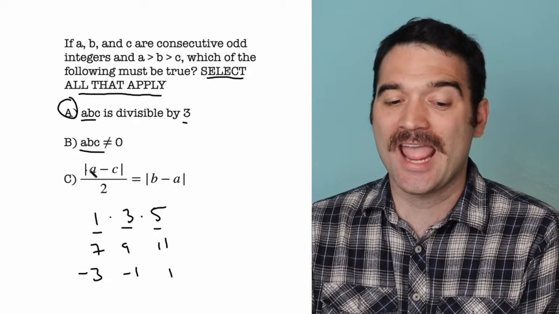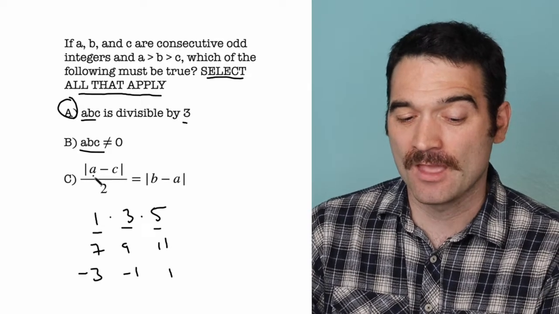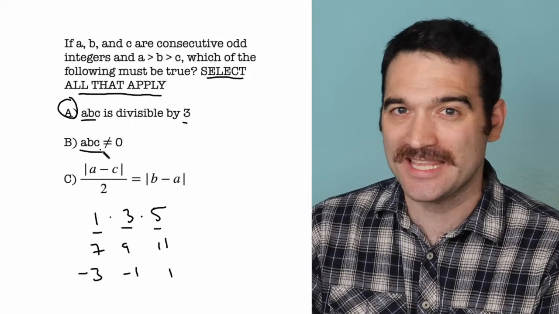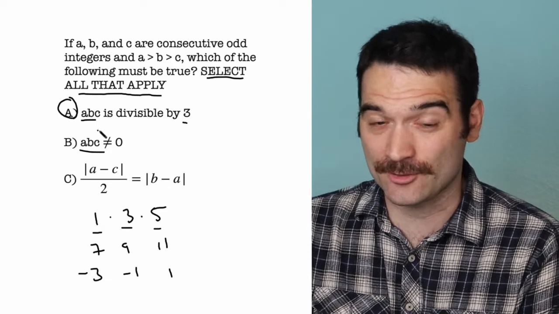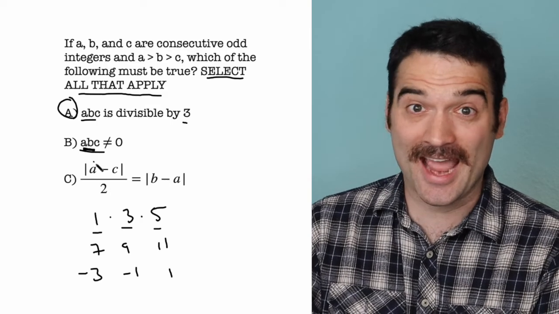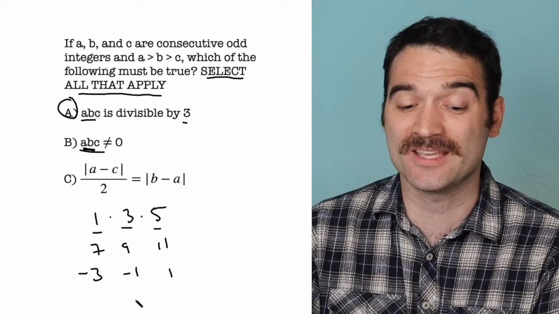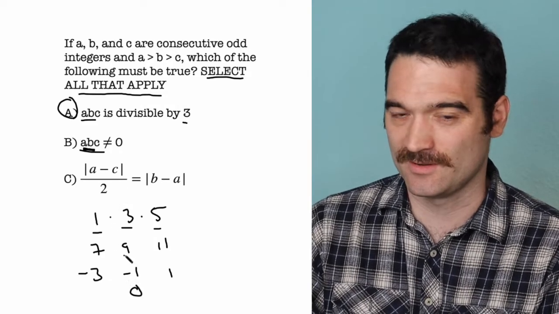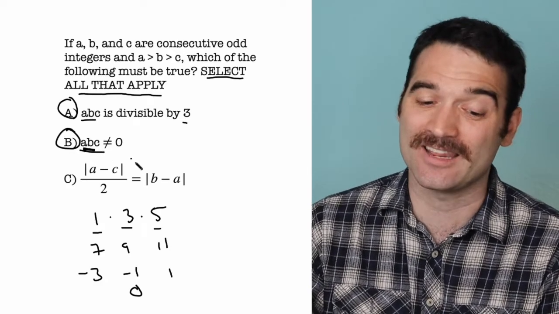Okay, let's try this one. A times B times C cannot equal 0. Well, in order for a multiplication to equal 0, what must be true? One of the factors of that number would have to be 0. And that actually cannot be the case, right? It cannot be the case that A, B, or C is 0 because 0 is an even number. And so this is also true. A times B times C cannot equal 0.